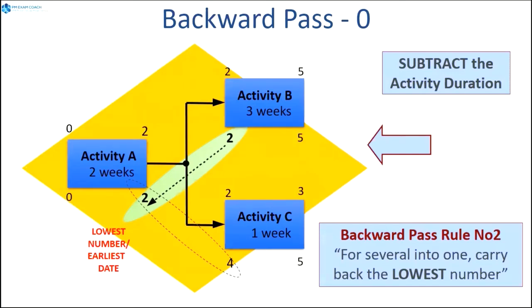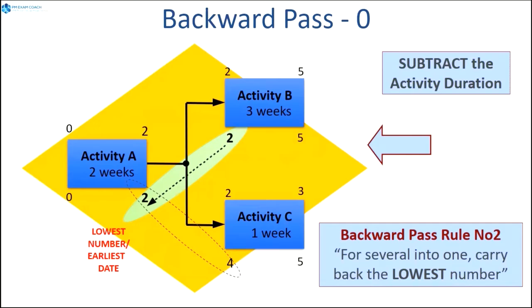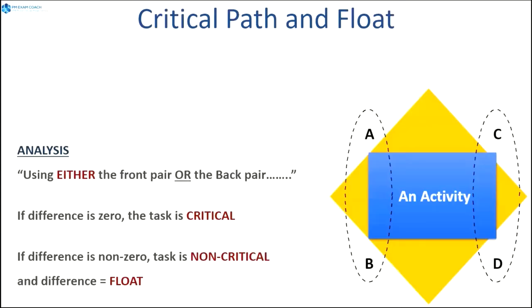Now we continue. We gave the 5 to both B and C, but we subtract our durations, and over here we get 2, while over here we get 4. And the thing is that when we were going forward, we put the highest number forward, but when we're going backwards, we do the lowest number backwards. So in this case, 2 is the one that we will feed back to activity A.